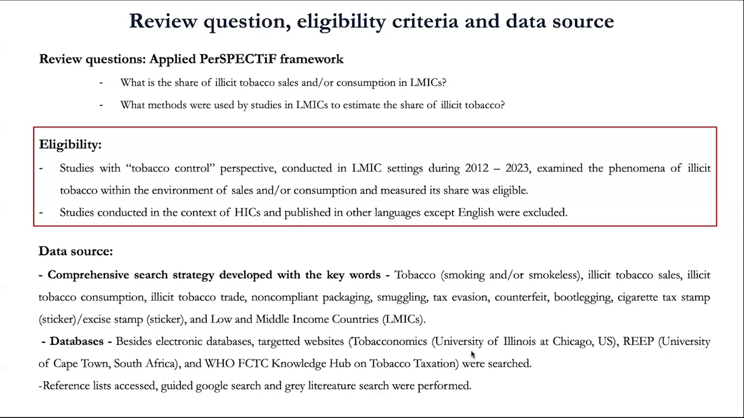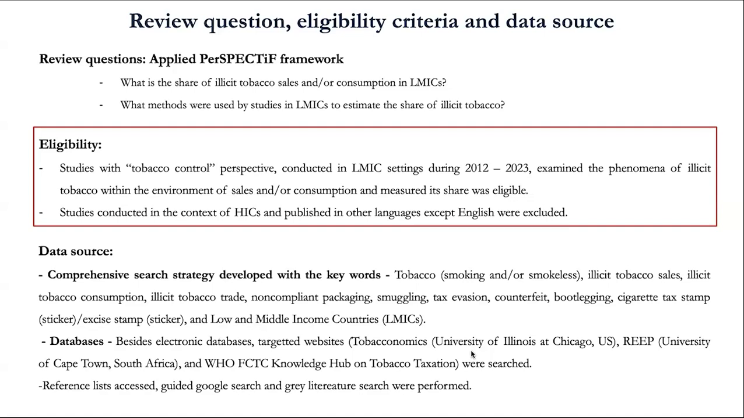For the data source, we developed an exhaustive, comprehensive search strategy with keywords like tobacco, which includes both smoking and smokeless, illicit tobacco sales, illicit tobacco consumption, illicit tobacco trade, non-compliant packaging, smuggling, tax evasion, counterfeit, bootlegging, cigarette tax stamp, sticker, excise tax stamp or sticker, and LMICs. These were the main keywords with which we developed our search strategy.